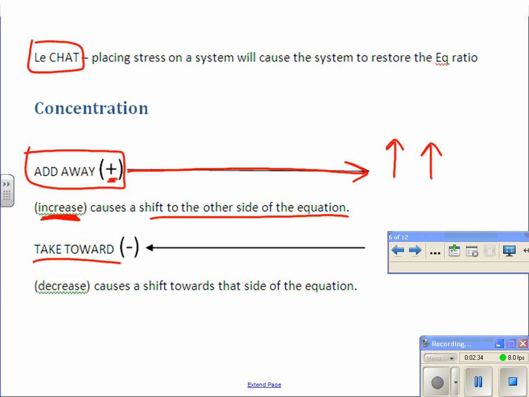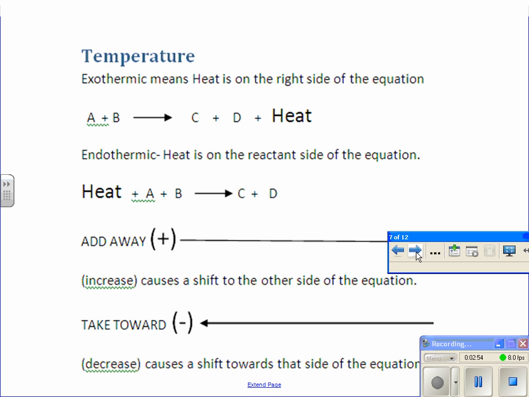Take towards. If you take or remove something, put a minus sign above whatever the species is. Remember, the arrow will go towards that. That means the concentrations on that side of the equation will increase. Where the arrow is leaving from will decrease. So if you take or decrease, you go toward that side where you're removing something, either a reactant or a product.